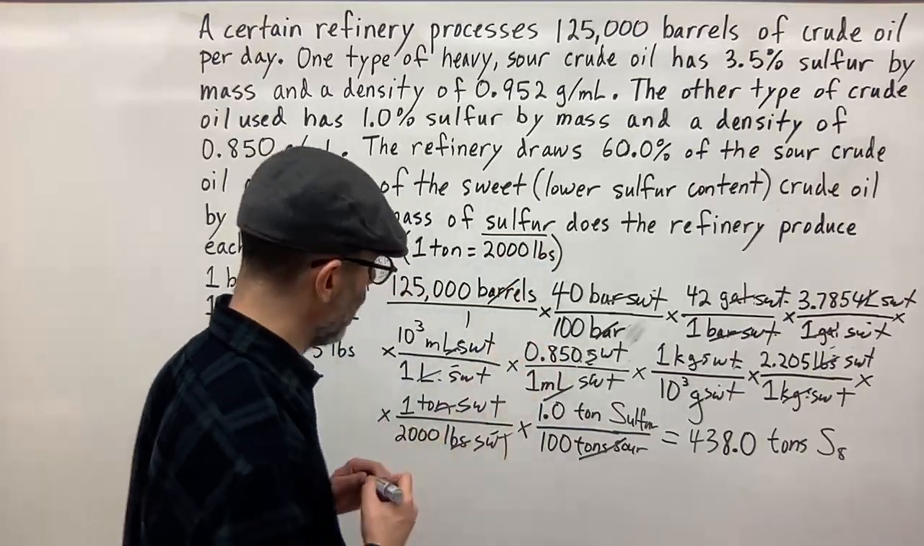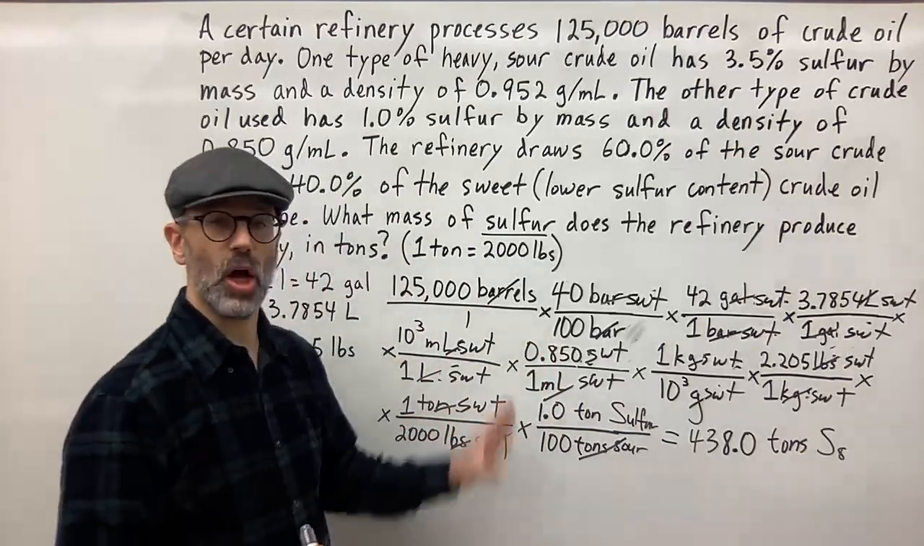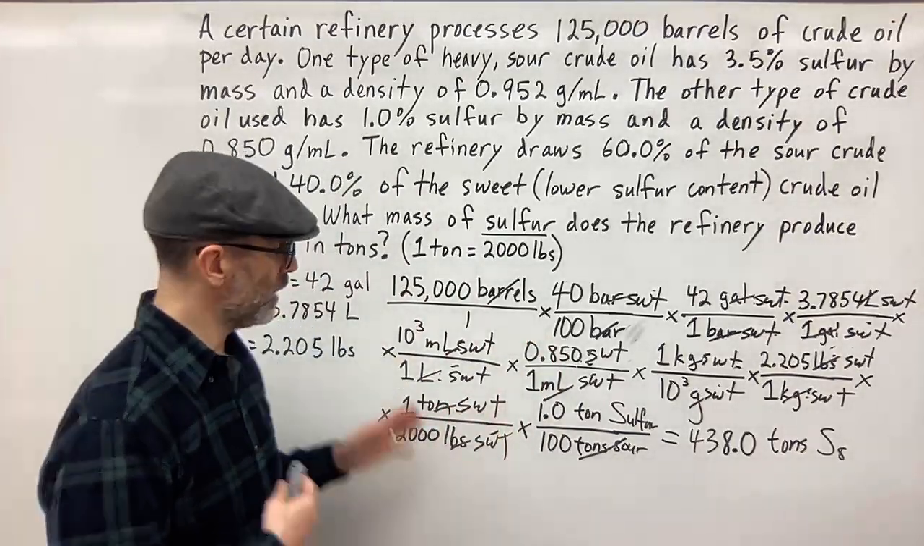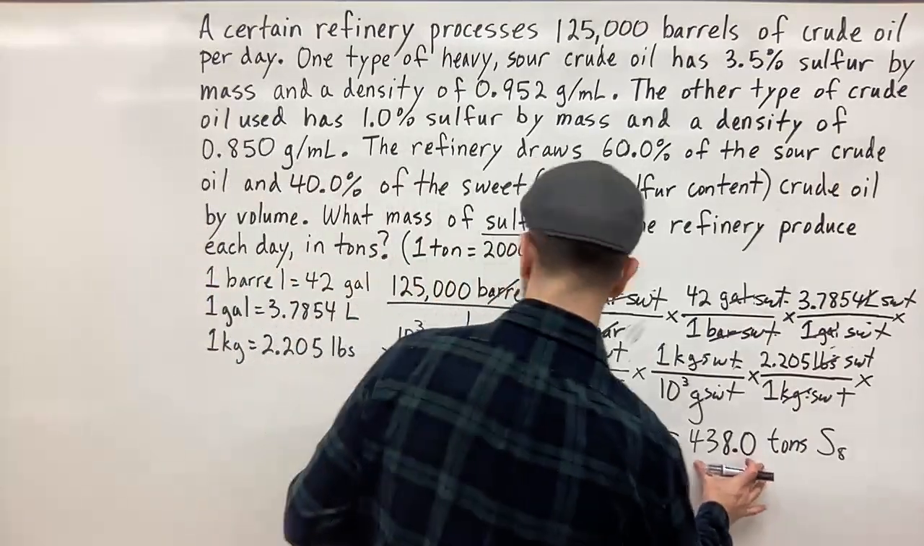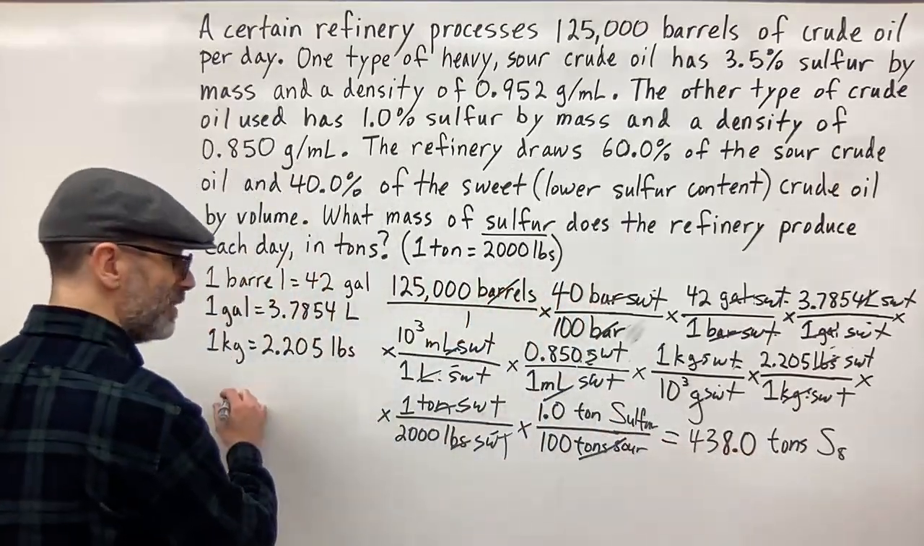Okay, so now that it's all set up for sweet, we can now calculate the amount of sulfur from the sweet. Now we're going to have to put this to the side because we're going to have to add these together.